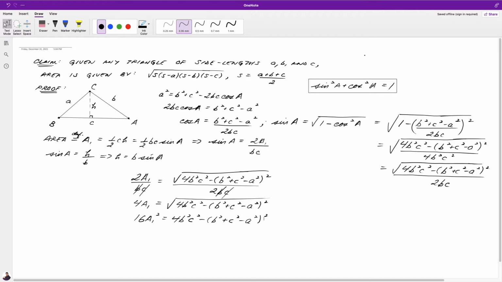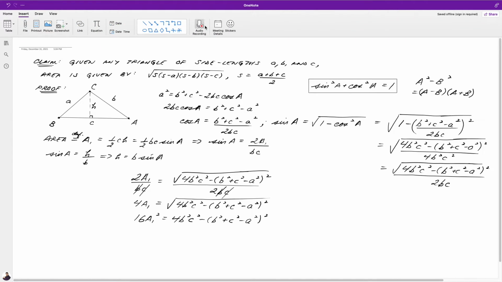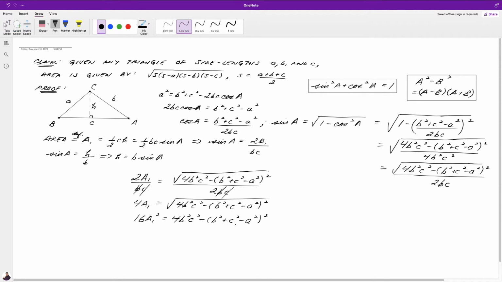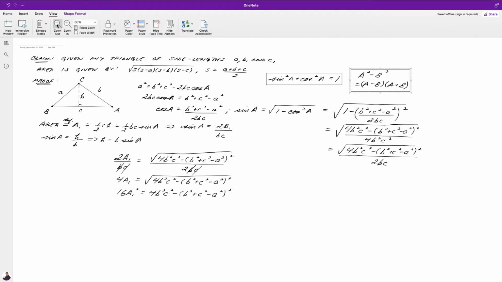Okay, I'm going to put another property up here. We're going to be using a squared minus b squared equals a minus b quantity times a plus b. Let's get a box around that. Okay, also an important property that we're going to be putting to good use here. Now, let's maybe zoom out. There we go, one step.